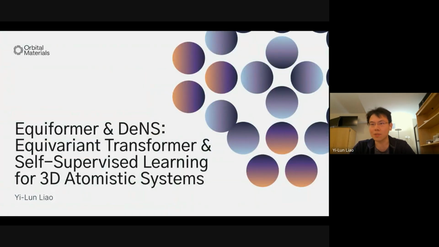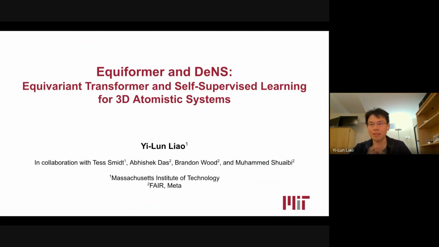Okay, hello everyone, I'm Yi-Lun, and I'm going to present Equiformer and DeNS: dense equivariant transformer and self-supervised learning for 3D atomic systems. This is a joint work with my excellent co-authors, my advisor, Professor Tess Smidt, Brendan, and Sama from FAIR Meta.